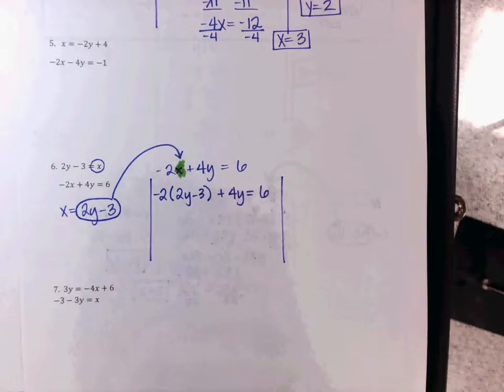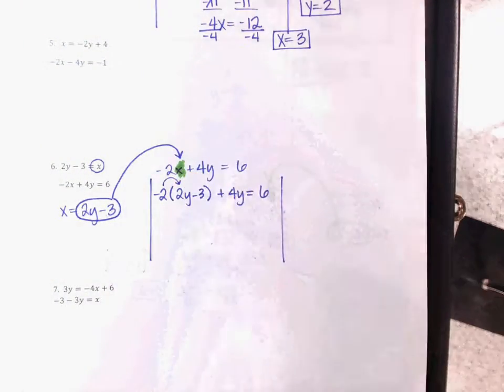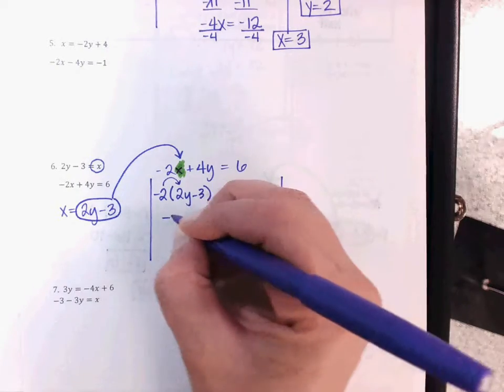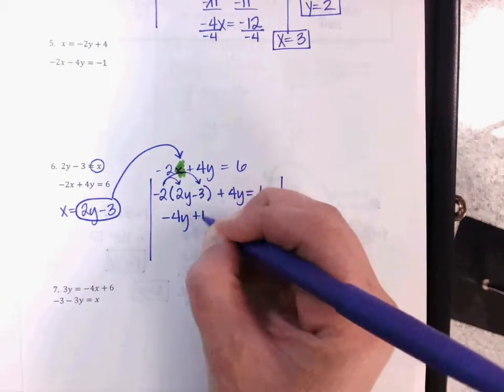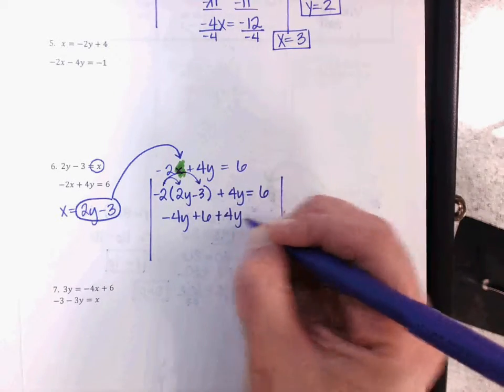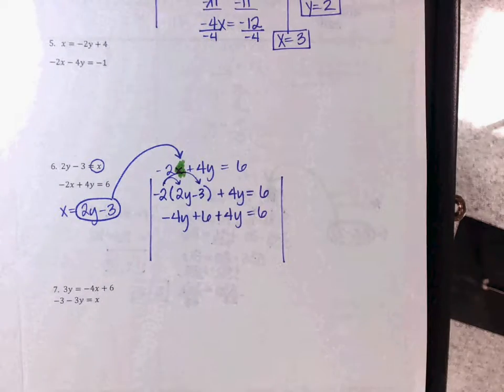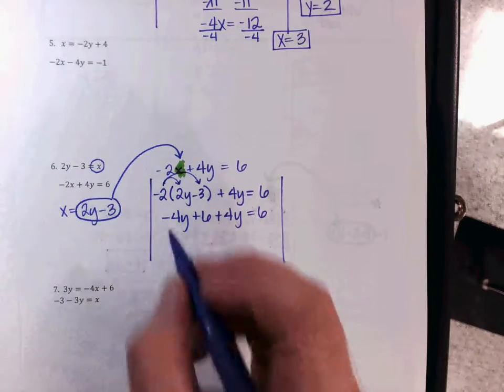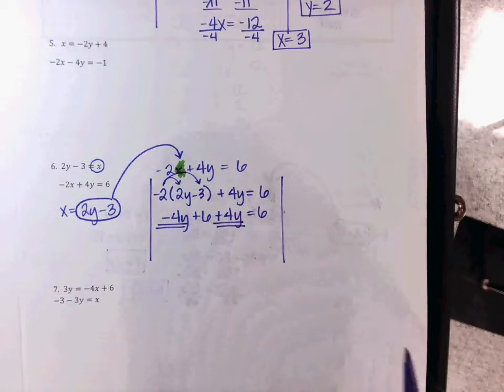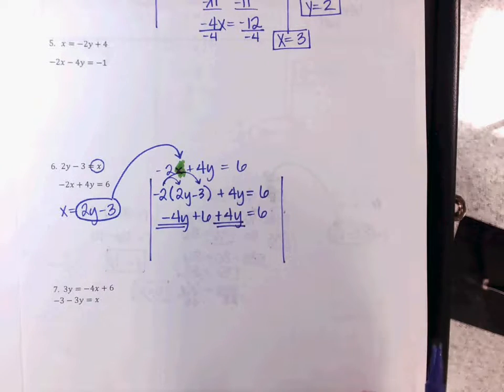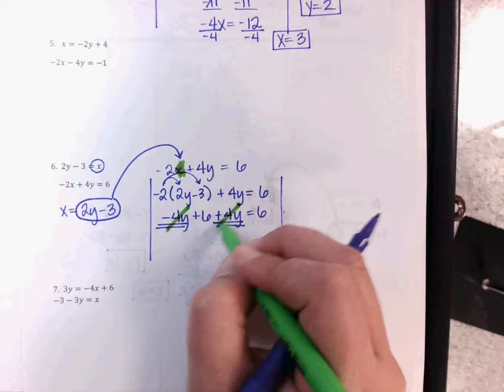From there, we're going to distribute negative 2 times 2y. What do I get? Negative 4y. Negative 2 times negative 3 plus 6 plus 4y equals 6. Okay, what happens next? I combine like terms. I have a negative 4y, positive 4y. What happens? They cancel out. Very good. When this happens, negative 4 plus 4 cross out.